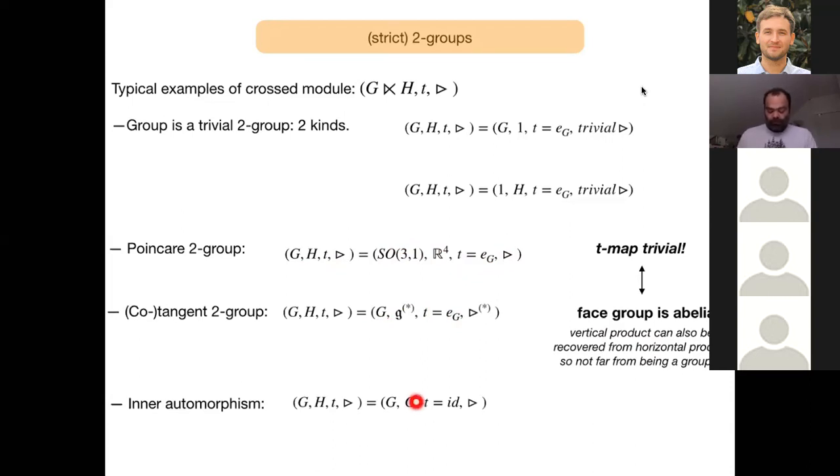Another example is when you say that H is the same as G. Then the T-map is non-trivial in this case. The T-map is going to be just the identity, and the action is just like the adjoint action. So these are typical examples.